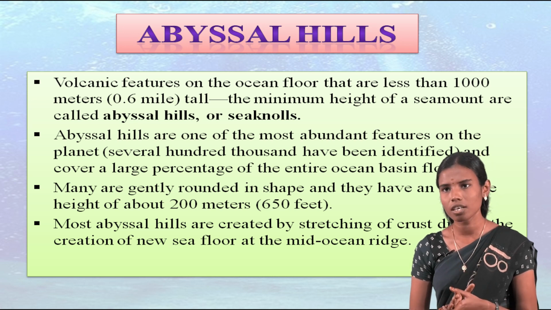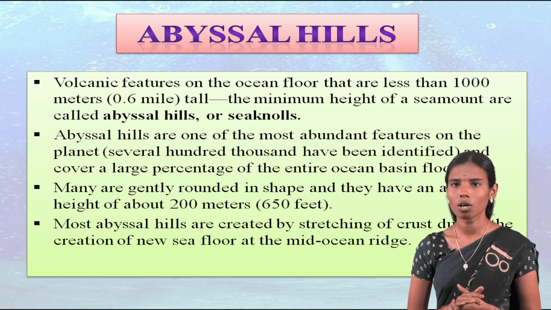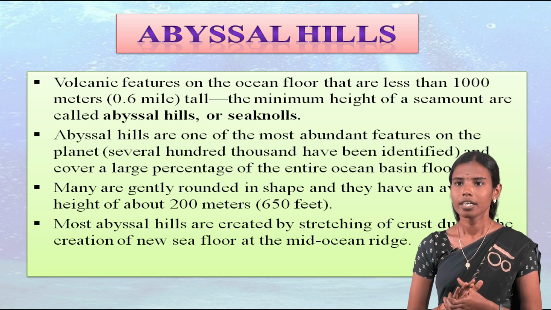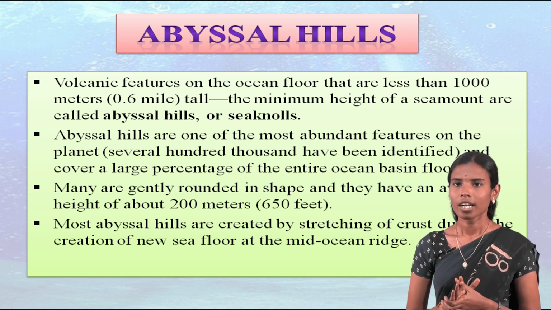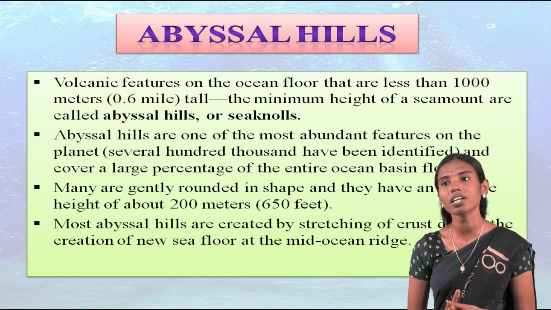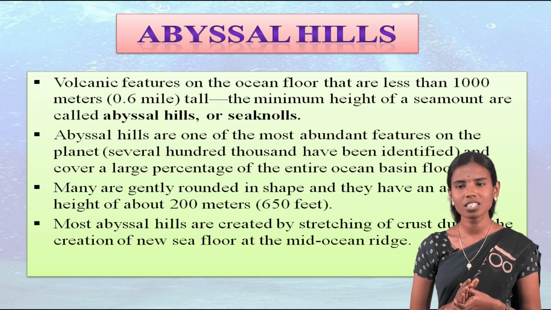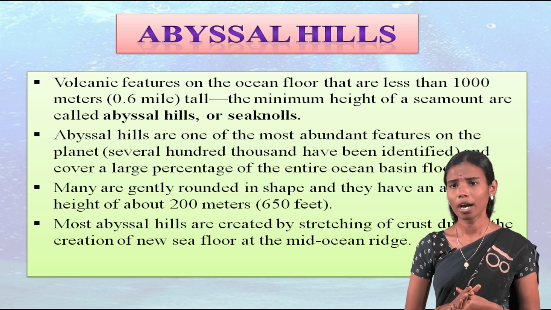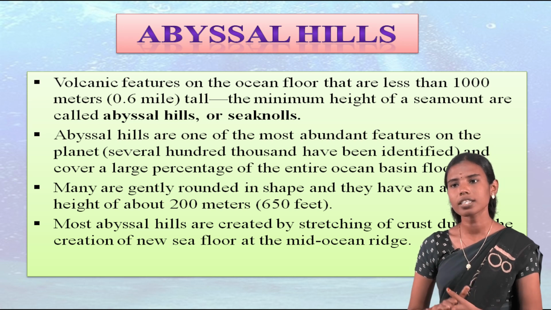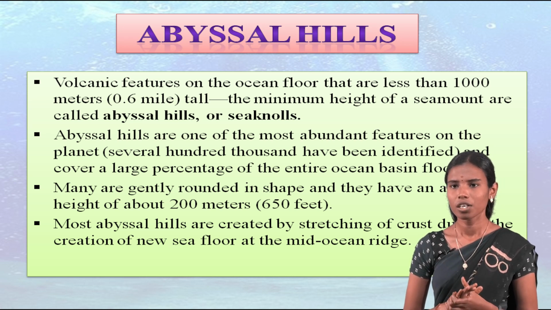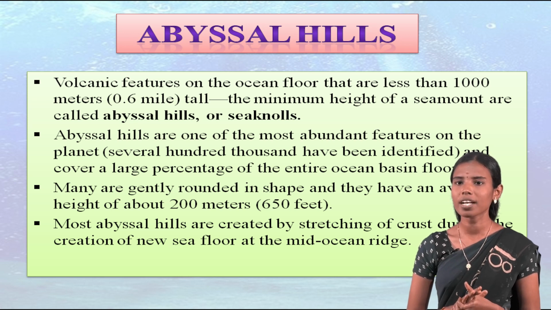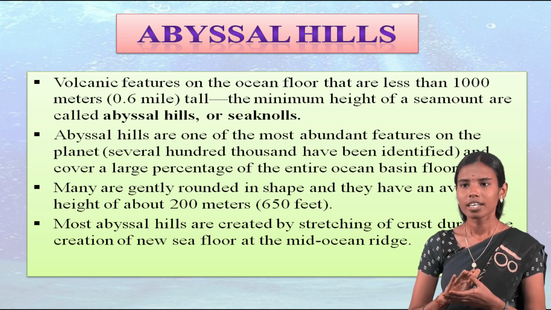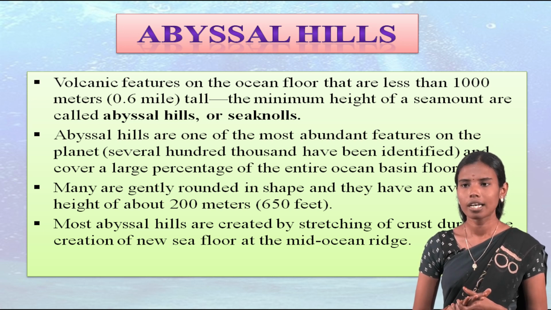It is a volcanic feature on the ocean floor that is less than 1000 meters tall, and the minimum height of the seamounts is called abyssal hill. It is also called sea knolls, and the abyssal hills are one of the most abundant features on the planet, and they cover a large percentage of the entire ocean basin floor. Abyssal hills are generally rounded in shape and have an average height of 200 meters, and most abyssal hills are created by stretching of crust during the creation of new seafloor at the mid-oceanic ridges.